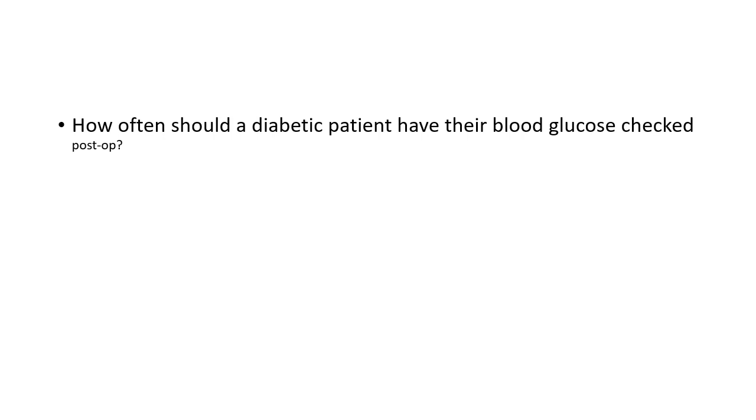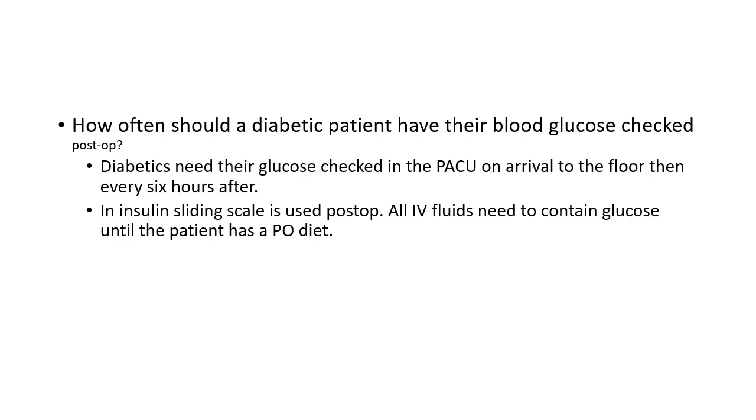How often should a diabetic patient have their blood glucose checked postoperatively? Diabetics require that their blood glucose be checked immediately upon their arrival at the post-anesthesia care unit, or PACU, and then every subsequent 6 hours thereafter. An insulin sliding scale is used post-op, and then all IV fluids need to contain glucose until the patient is PO.